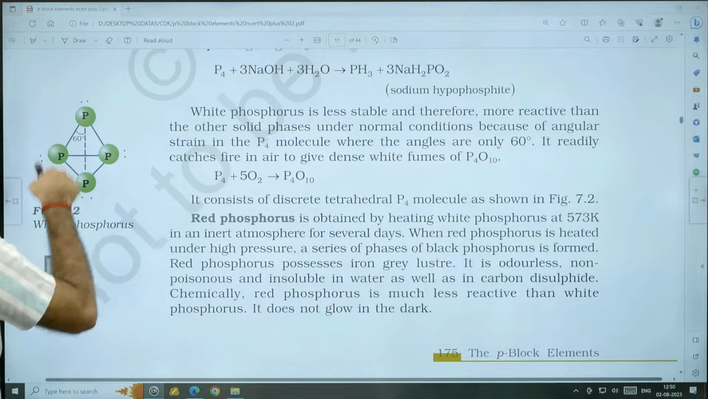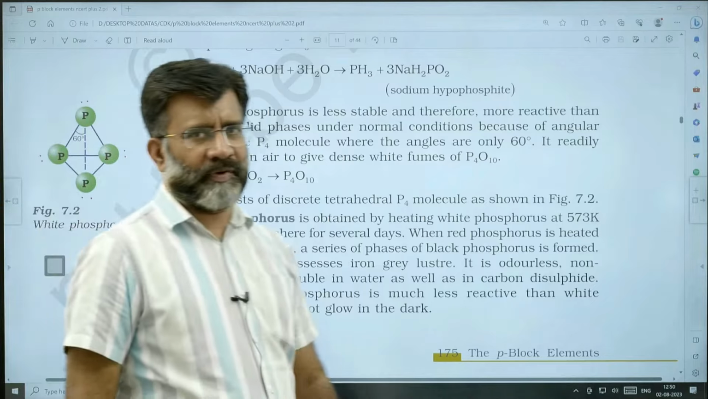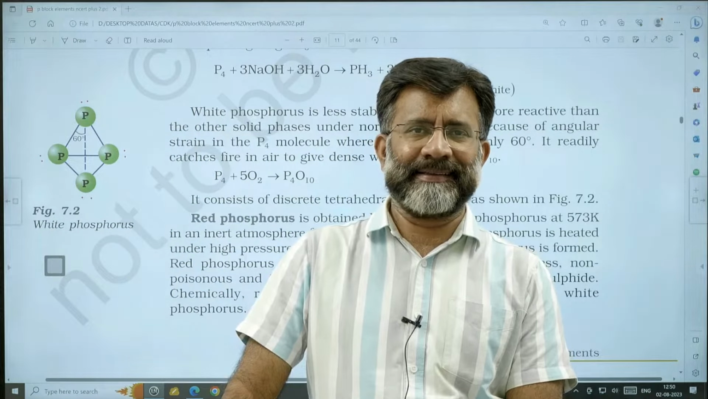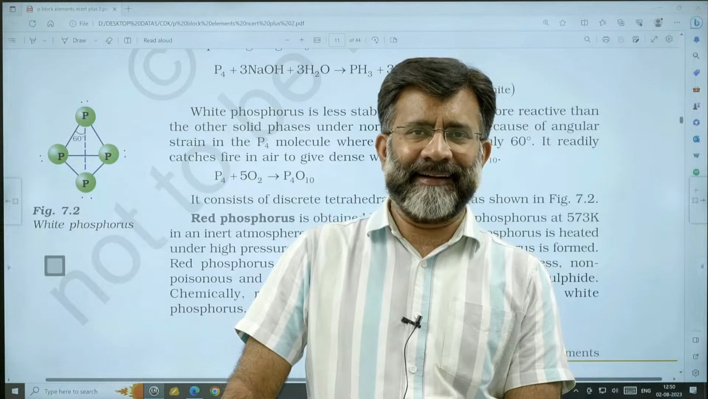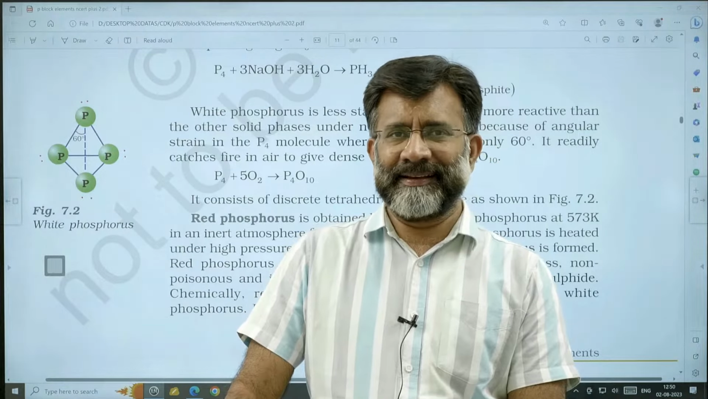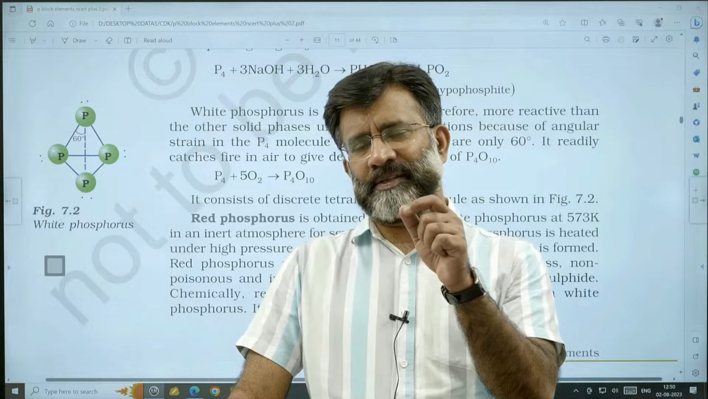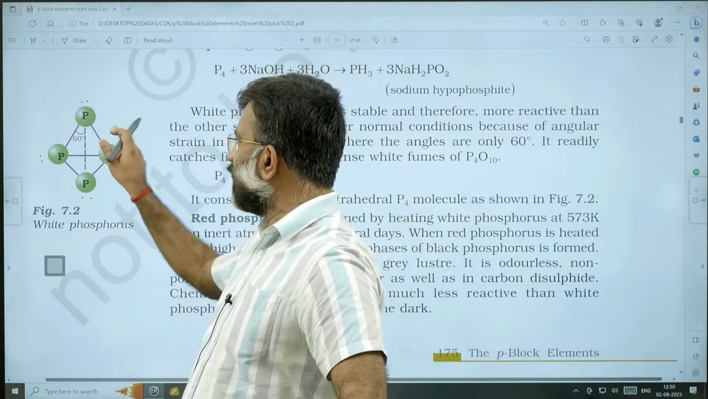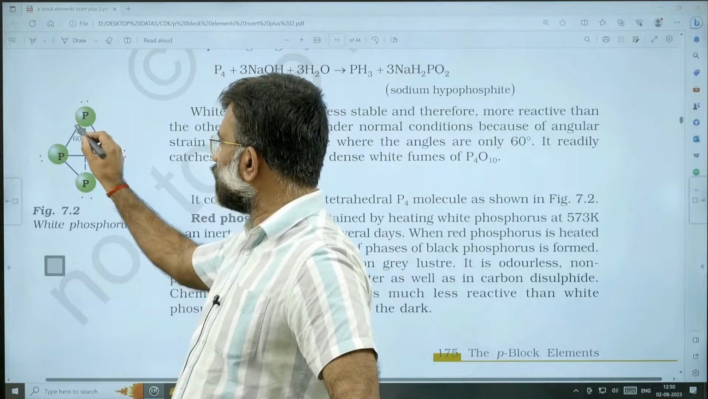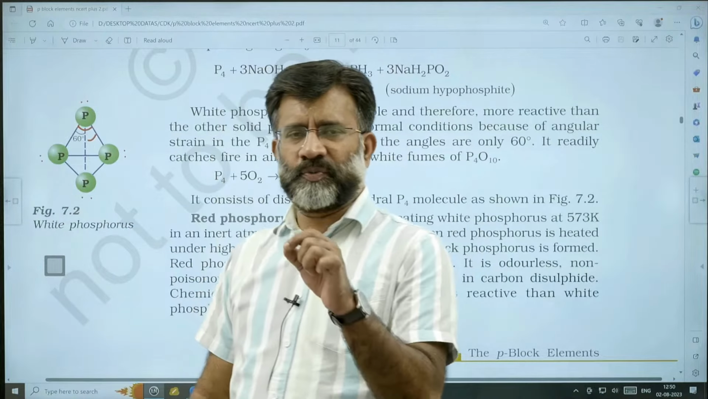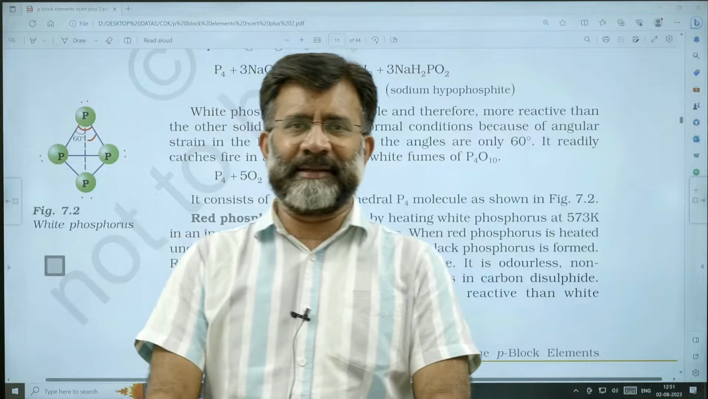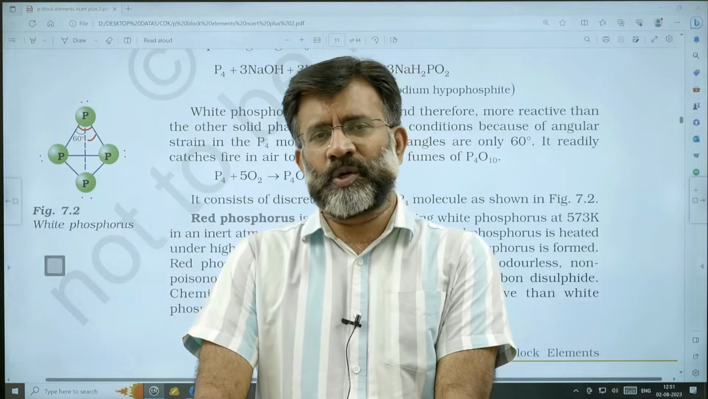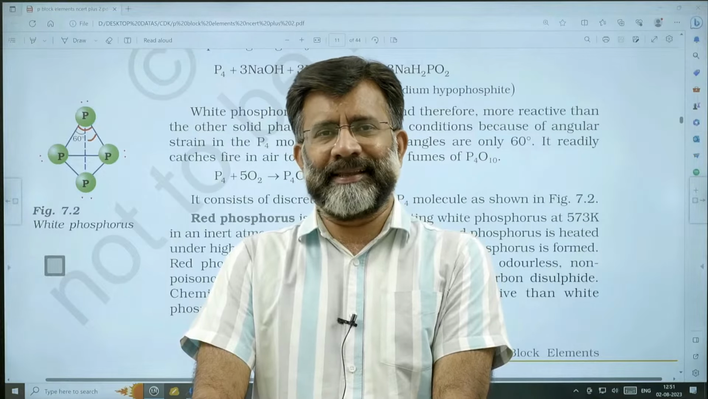And PPP, how many PPP 60 degree angles do you find? Each phosphorus will make three PPP angles. One over here, and one over there. This is 1, this is 2, this is 3. Each phosphorus will make three PPP angles. So there are 4 phosphorus, so there will be 12 PPP 60 degree angles.